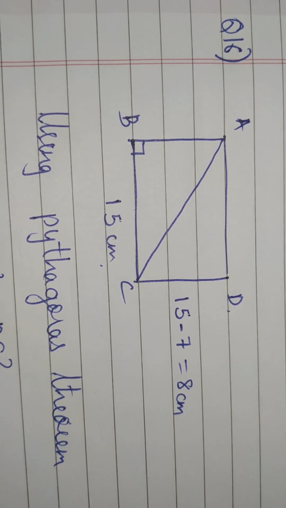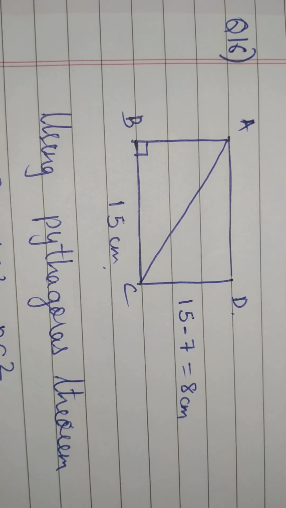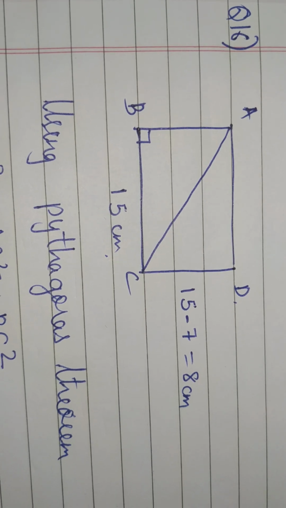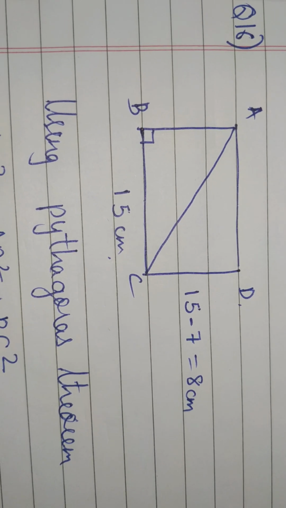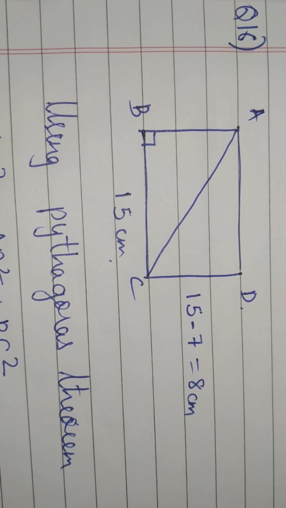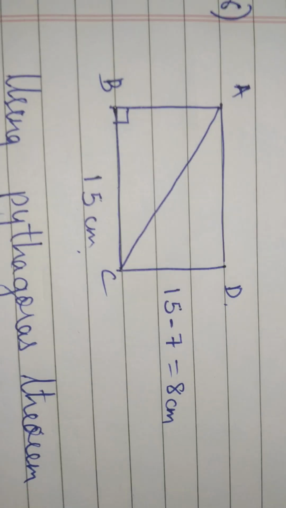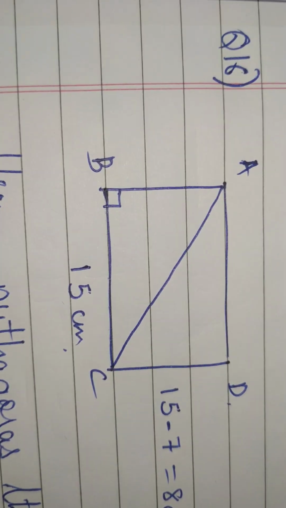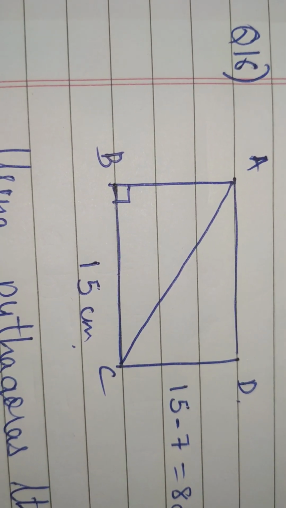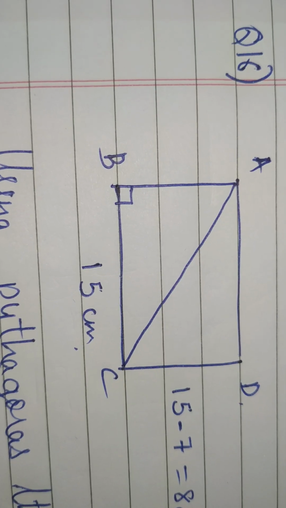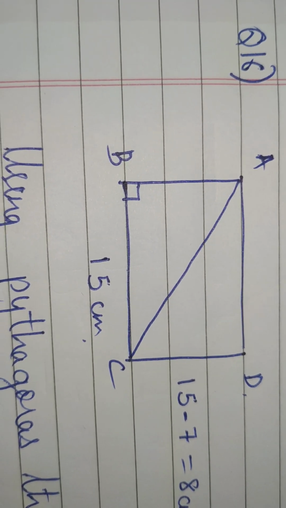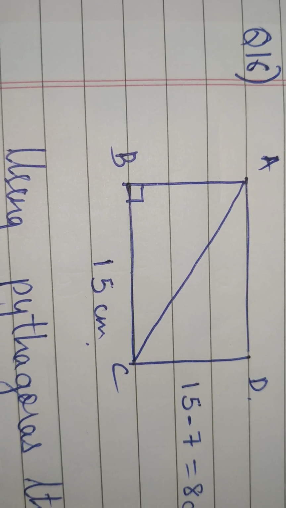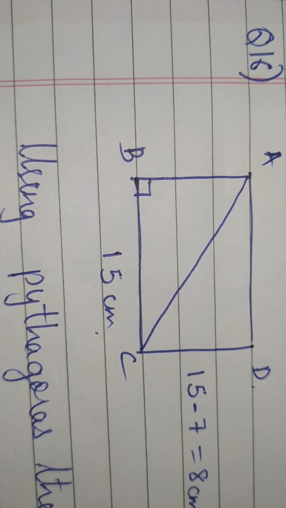My length was given as 15 centimeter, and they have told us the breadth is 7 less than its length. So 15 minus 7 will be how much? 8 centimeter. So this becomes a triangle ABC, and at angle B it will be 90. So I can use Pythagoras theorem over here.